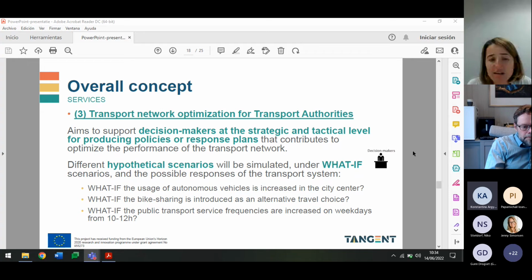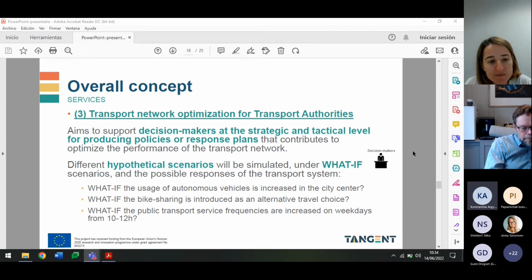So here we will study different hypothetical scenarios. Now we are under definition in the project, and we will consider different premises for identifying the response plans. We call it what-if scenarios. So here are some examples.